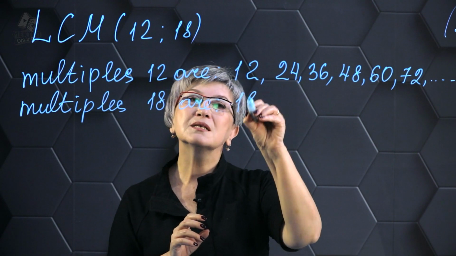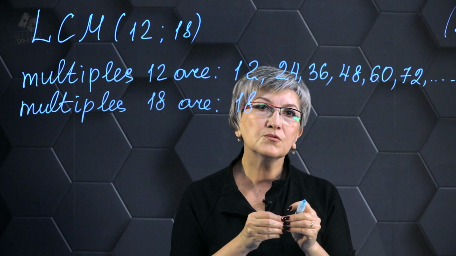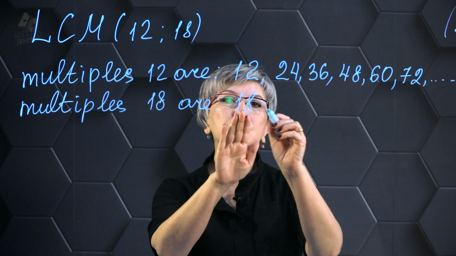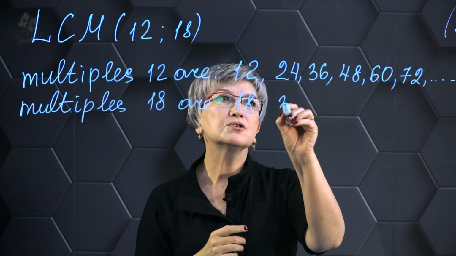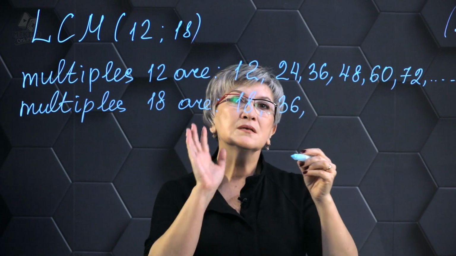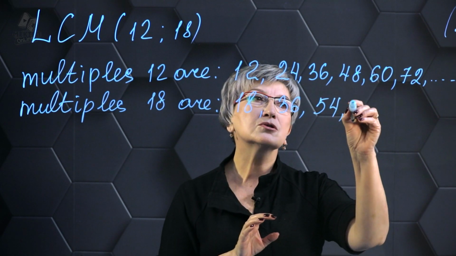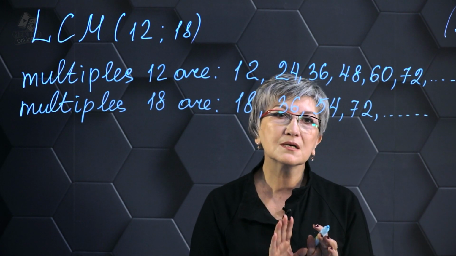18, don't forget, please, the actual number. You often forget the number itself and immediately write the next one. So always write just that number. So 18, next 36, the next number is 54, next 72, and so on, these multiples continue.